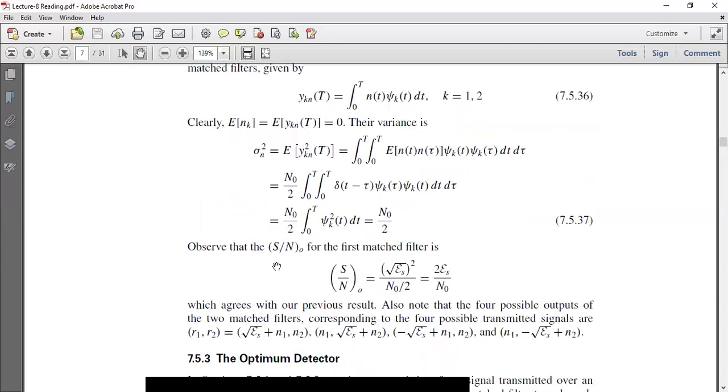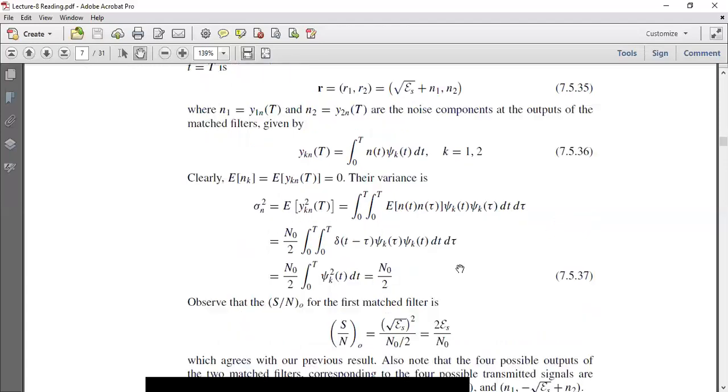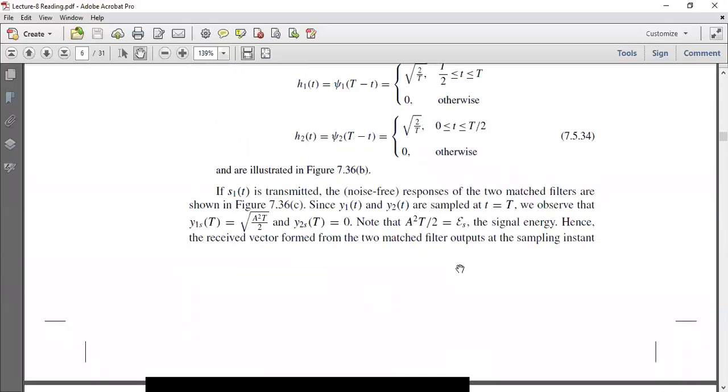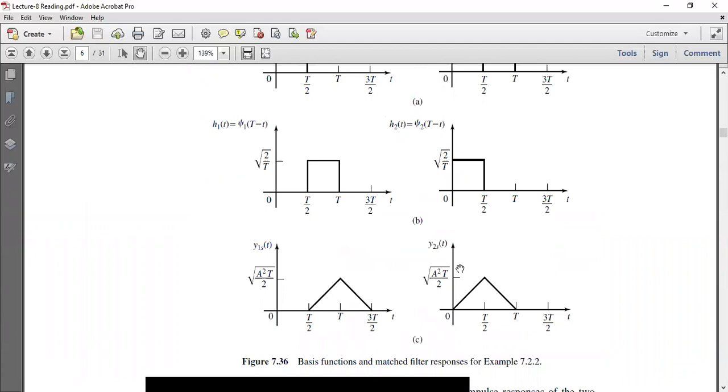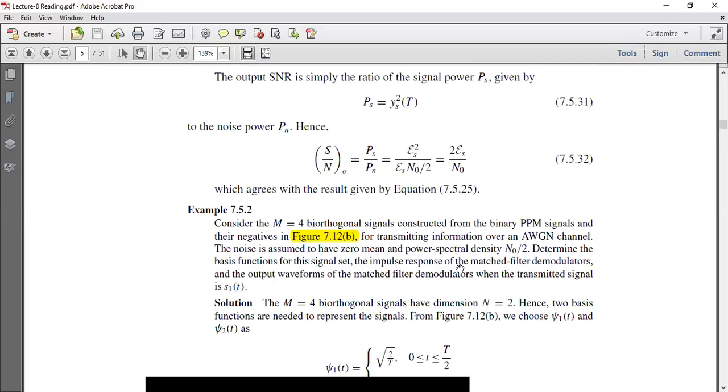So observe that the signal to noise ratio for the first matched filter is the signal energy divided by the noise energy, N0 by 2. So this expression will become Es over N0 by 2, that is 2Es over N0, which agrees with our previous results. In this way, you can analyze other problems given in chapter 7, and you can understand the behavior of matched filters.